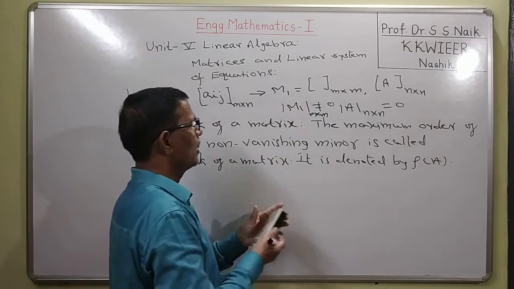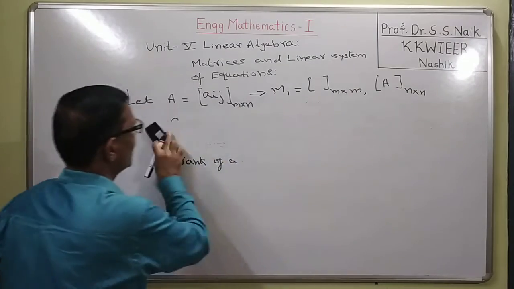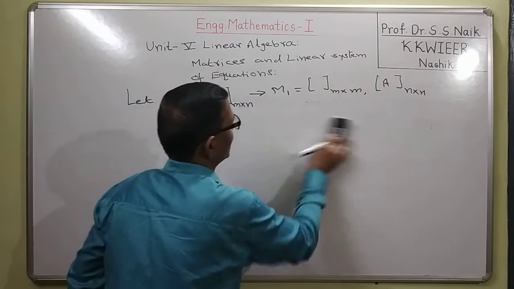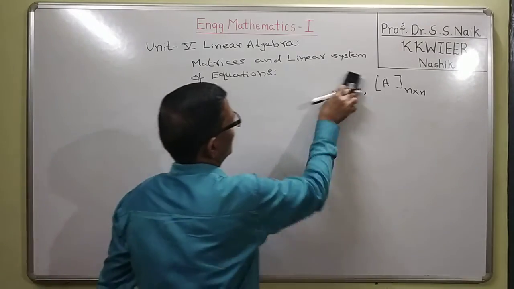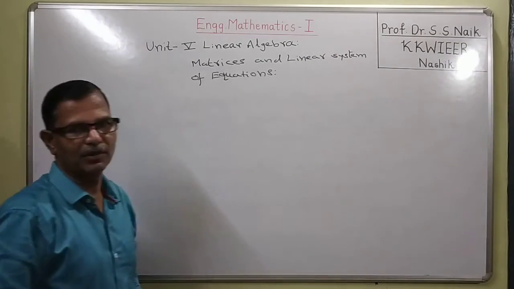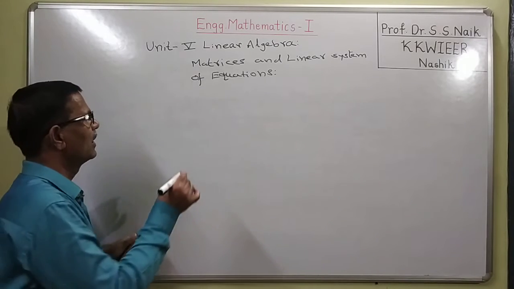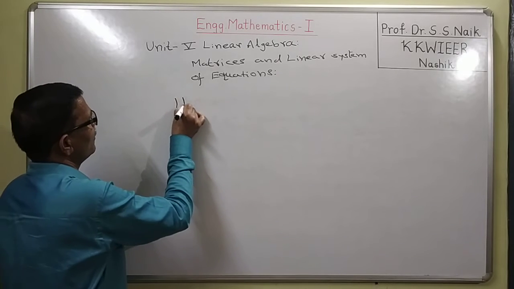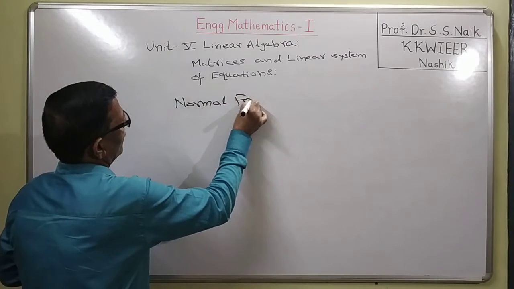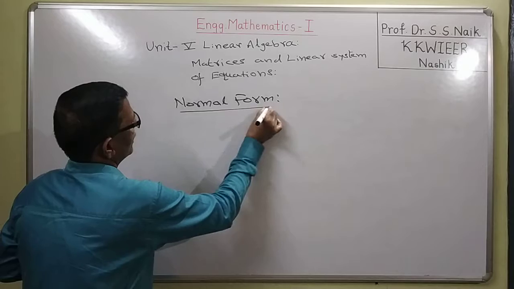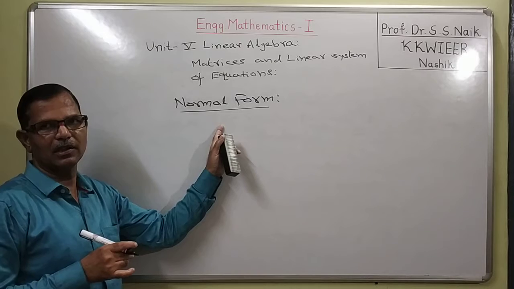Now how to find the rank of the matrix? You are having different methods of finding the rank of the matrix. In that rank of the matrix, we are using different methods to find the rank of the matrix, as far as you are having what we call the normal form of a matrix. Now what is normal form? Normal form is defined in the following way.